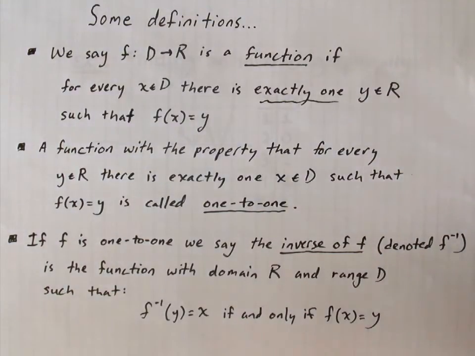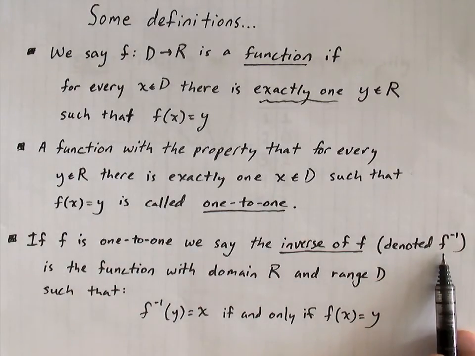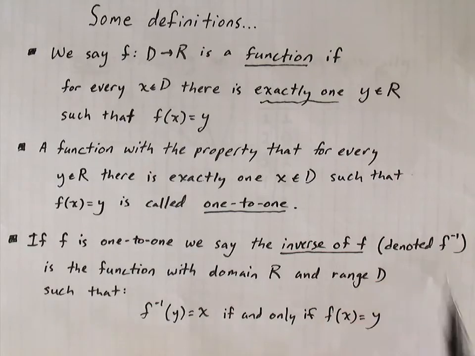And then what it means to be the inverse function of f. We say if f is one-to-one, the inverse of f, we'll use the notation seen right there. It looks like f to the -1 power, but it's actually f inverse. It's the function with a domain of R and a range of D. So it's the function that switches the domain and range and switches the inputs and outputs in such a way that this statement at the bottom is true.